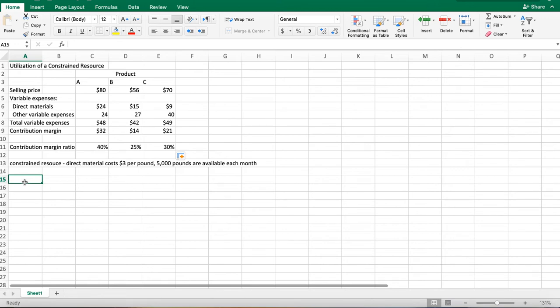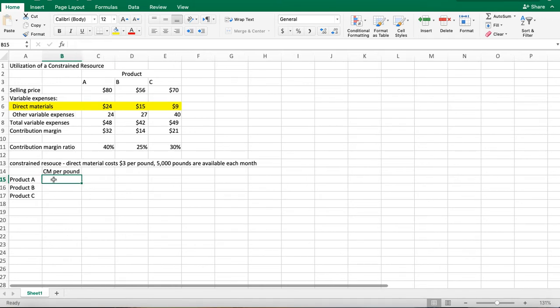So the first thing we're going to do is calculate for each product. We have three products, product A, B, C. And the first thing that we're going to do, remember our constrained resource is our direct material. It could be labor, it can be anything, it can be space. But for this particular decision that we have to make, it's direct materials. And because the constrained resource is direct materials, we're going to do contribution margin per pound. That's how we're going to analyze this problem.